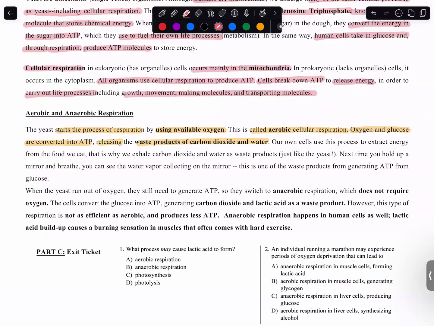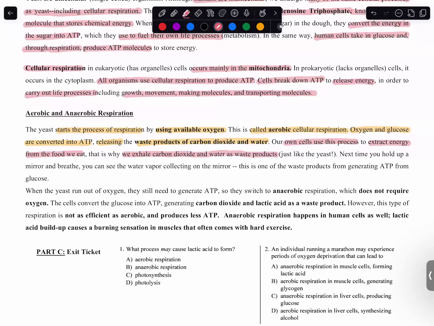Our own cells use this process to extract energy from the food we eat. That is why we exhale, right? And that is why we exhale carbon dioxide and water as waste products, just like the yeast.